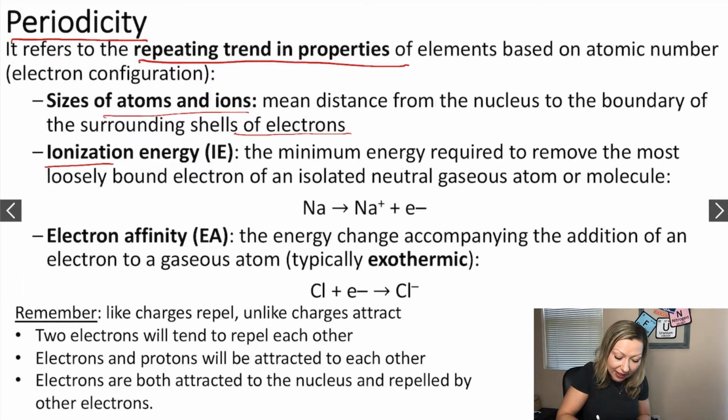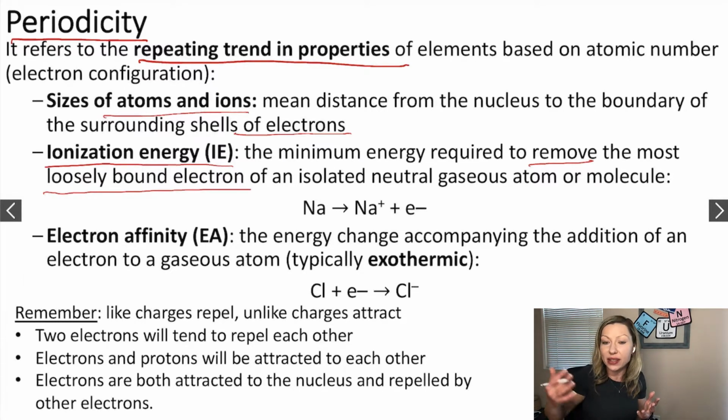Then the ionization energy. This is the minimum energy required to remove the most loosely bound electron of an isolated neutral gaseous atom or molecule. Here is an example. Let's say we have a sodium atom. We are trying to remove one electron. We are going to produce a sodium ion plus an electron. So the energy associated with this process is called the ionization energy.